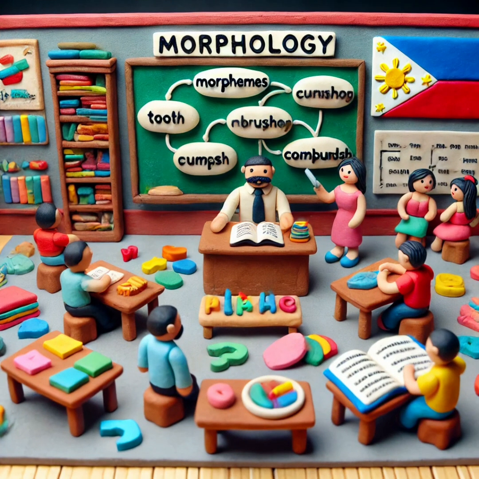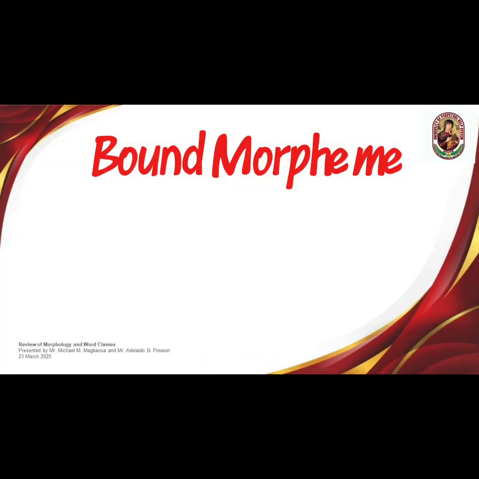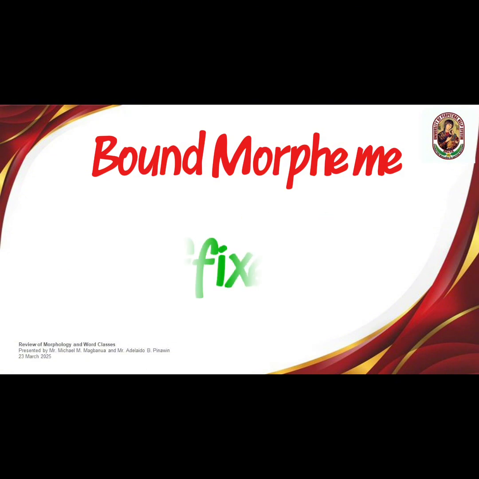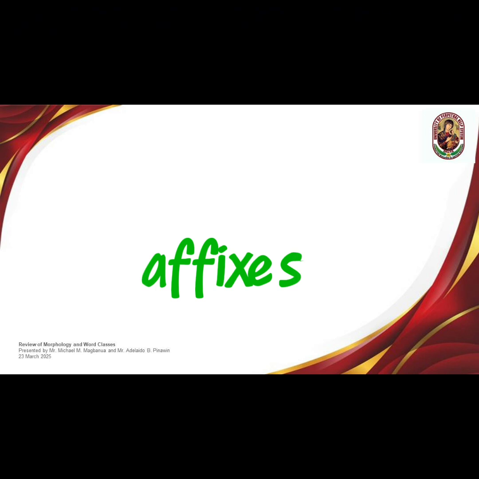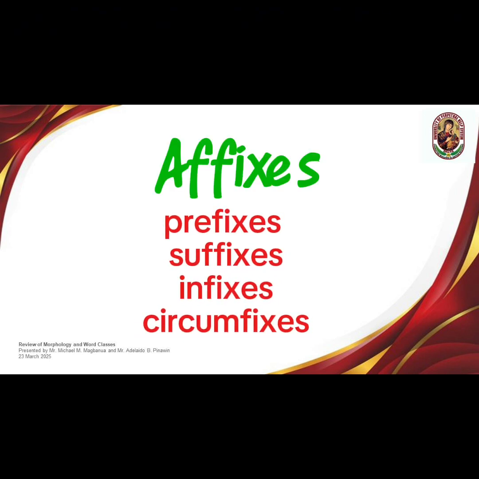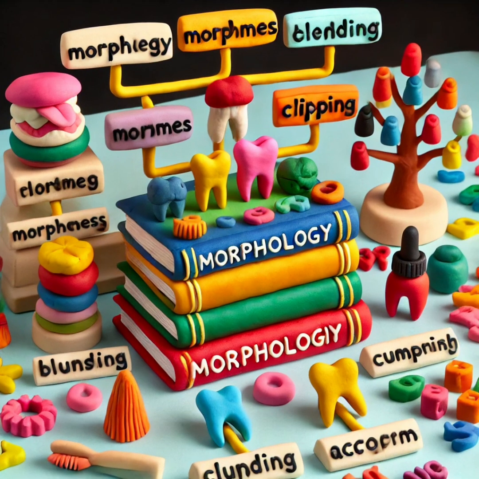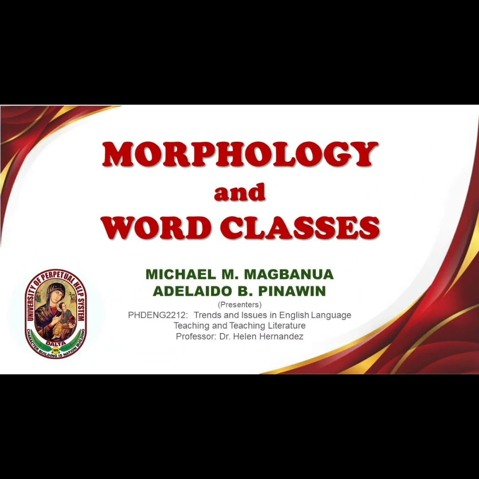Okay, now that we've discussed free morphemes, let's talk about the other major type of morpheme, which is called bound morpheme. Bound morphemes cannot stand alone as individual words. Therefore, bound morphemes are affixes. Affixes include things like prefixes, suffixes, infixes, and circumfixes. Note that in English, we pretty much only use prefixes and suffixes, right? Those are really the examples that I'm using in this discussion because I'm referencing English.